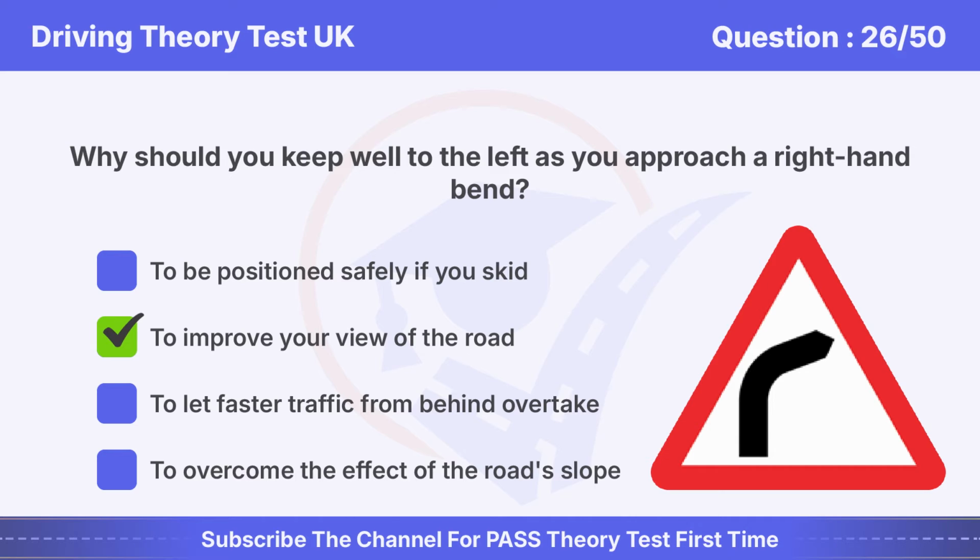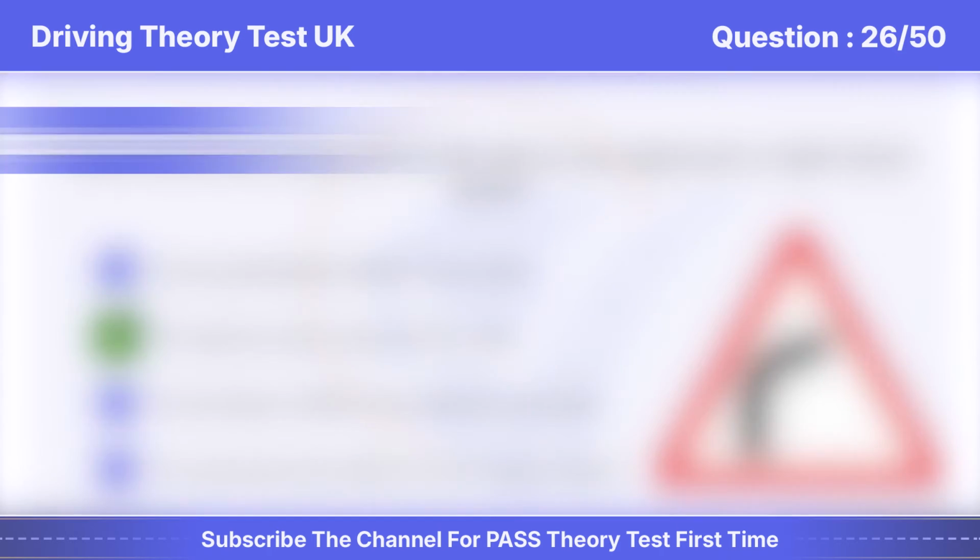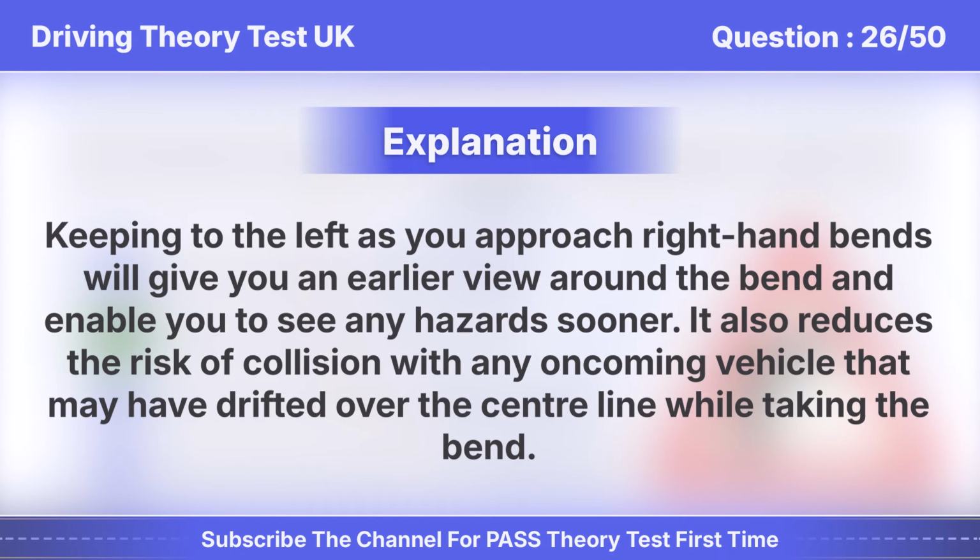Answer is B, to improve your view of the road. Keeping to the left as you approach right-hand bends will give you an earlier view around the bend and enable you to see any hazards sooner. It also reduces the risk of collision with any oncoming vehicle that may have drifted over the center line while taking the bend.